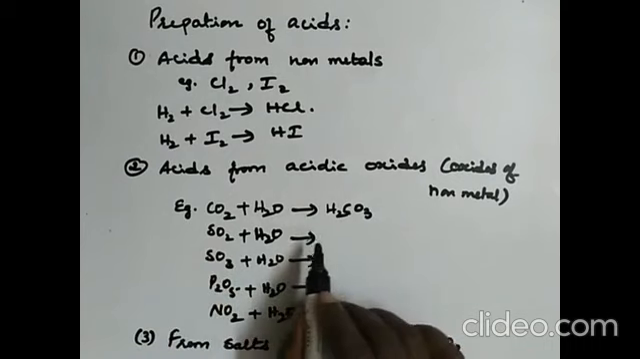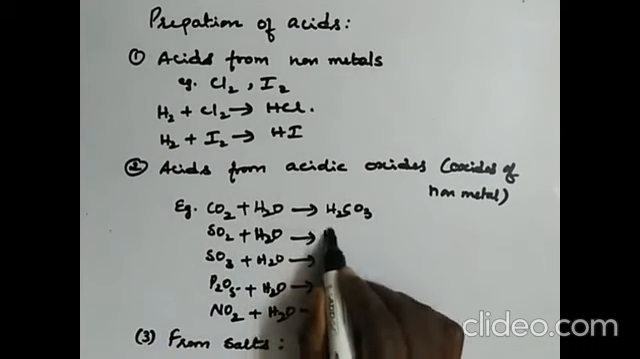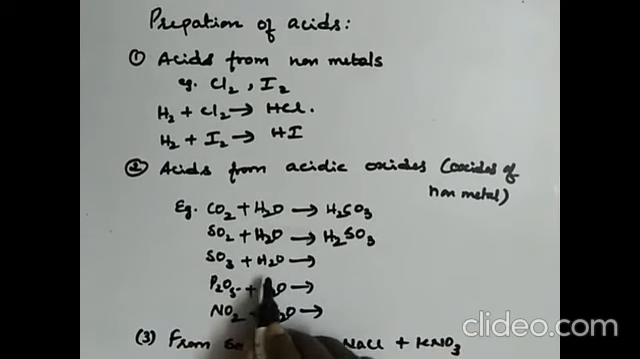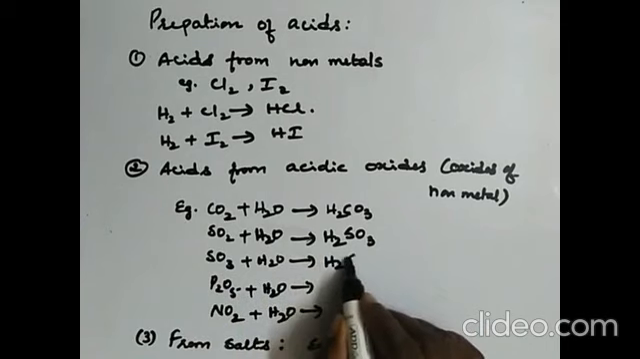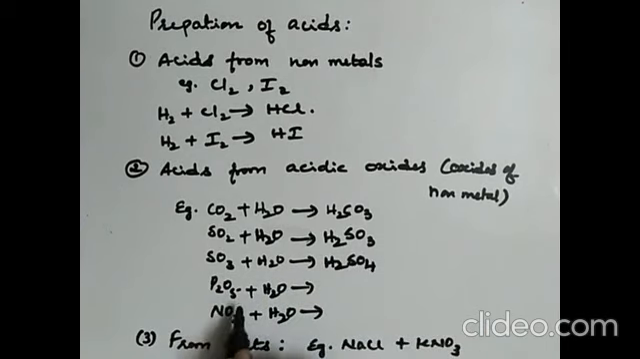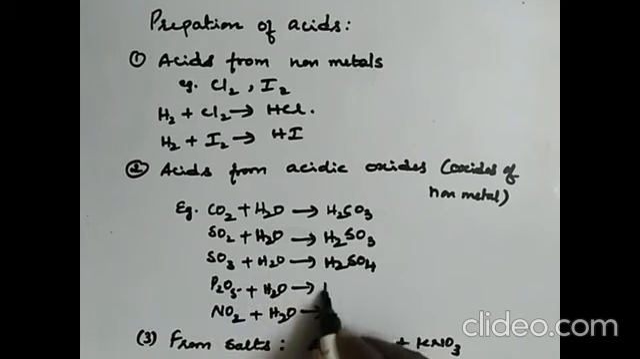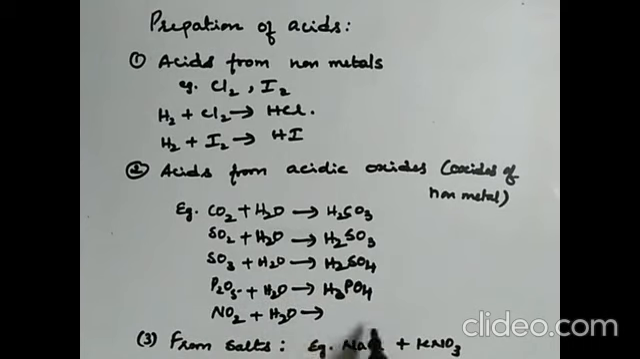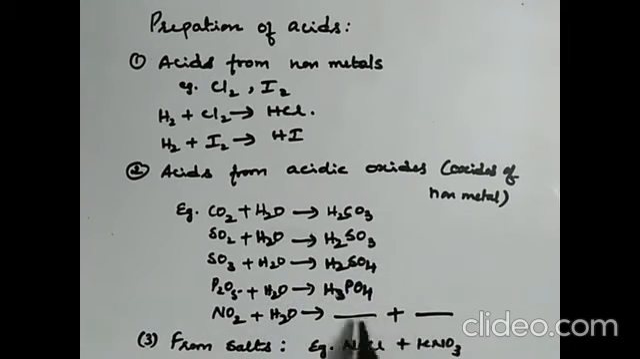H2CO3. Sulfur dioxide combines with water to form sulfurous acid, H2SO3. And sulfur trioxide combines with water to form sulfuric acid. Phosphorus pentoxide combines with water to form phosphoric acid. Nitrogen dioxide combines with water to form two acids, which we have done in 9th standard. So I leave this for you to complete.